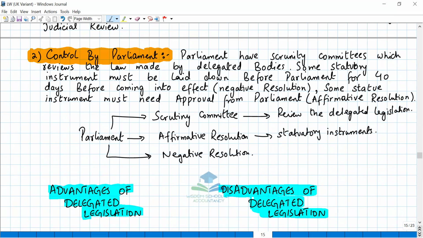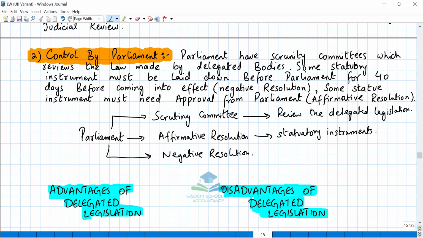That is affirmative resolution. Affirmative resolution means that when the law is presented in front of the parliament, they have to approve it. Negative resolution means that if the law was presented in front of parliamentarians, and they are not creating any issues regarding it in the 40 days, we will assume that this law is created because they haven't questioned it in 40 days. Affirmative means that they have to approve it, that yes, we have approved the law. This is affirmative resolution.